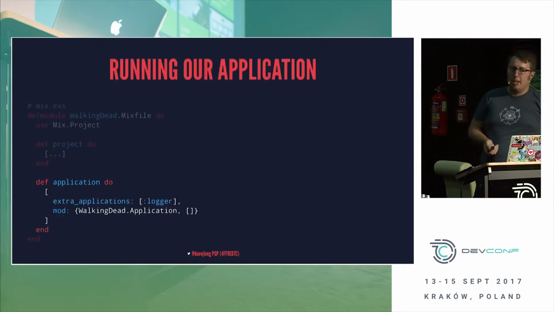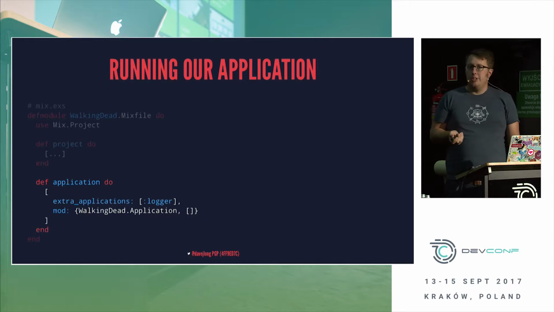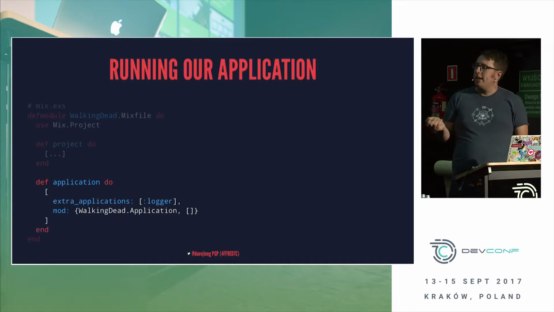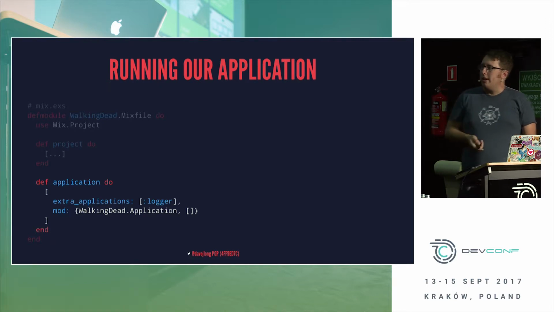So now we have to run our application. One of the things that happened when we used mix new is it set up this function in our mix config file. Elixir by default will always start up this logger for you. And we also tell it that we're going to run WalkingDead.Application.